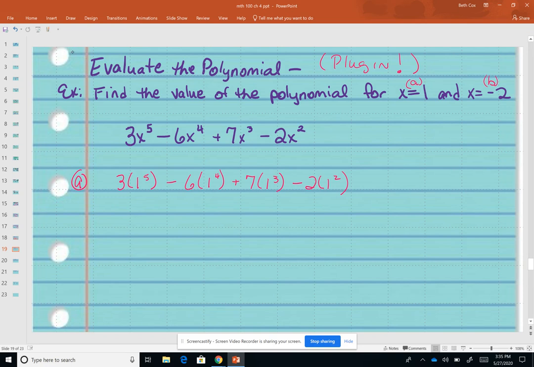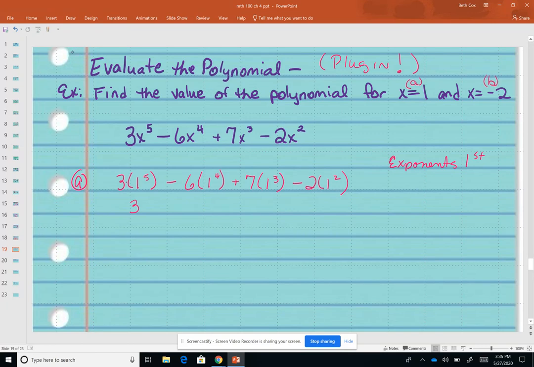Also, we're going to do the exponents first. When you do your order of operations, remember exponents go first. So that's the way I'm going to do it. 1 to the 5th power is 1, and 1 times 3 is 3.